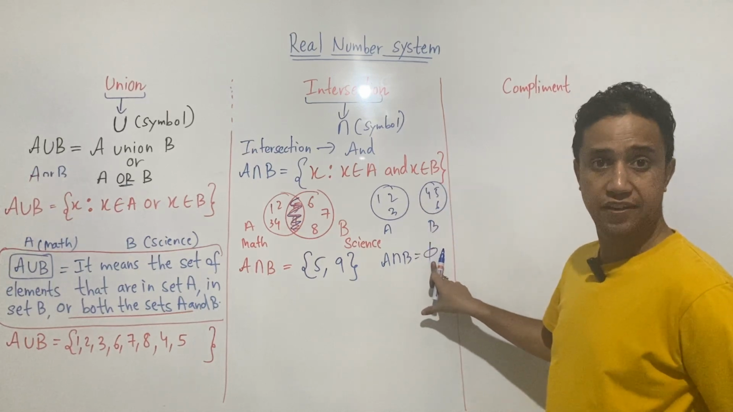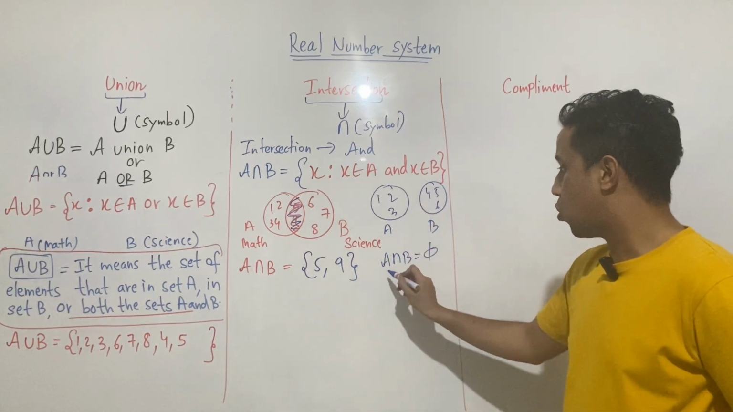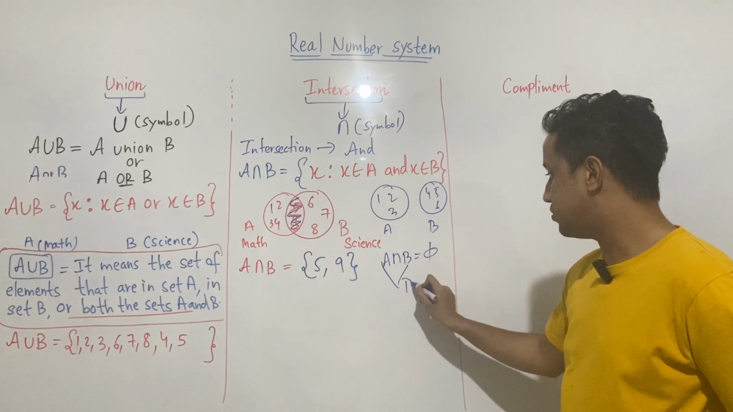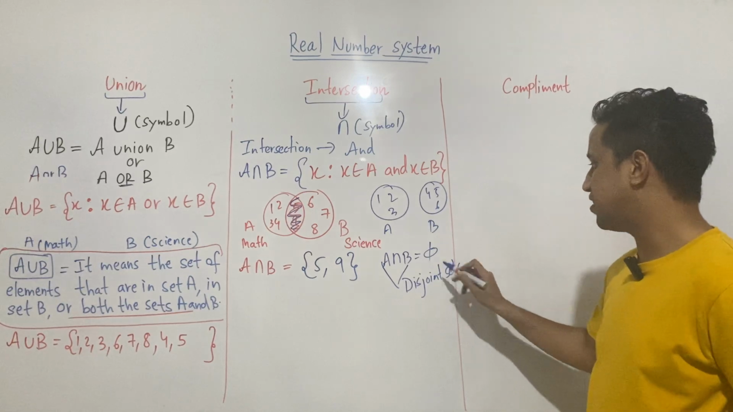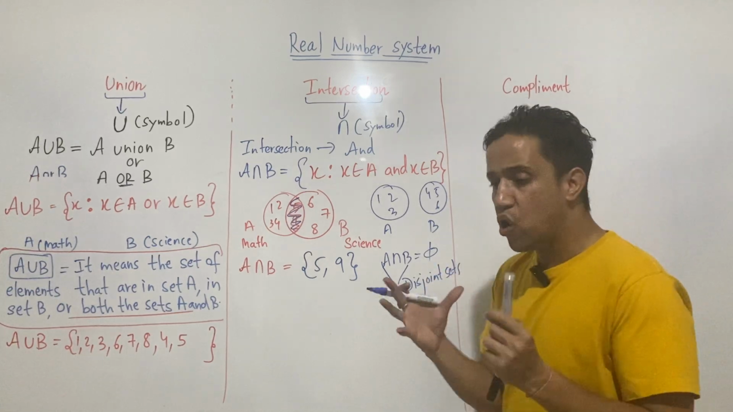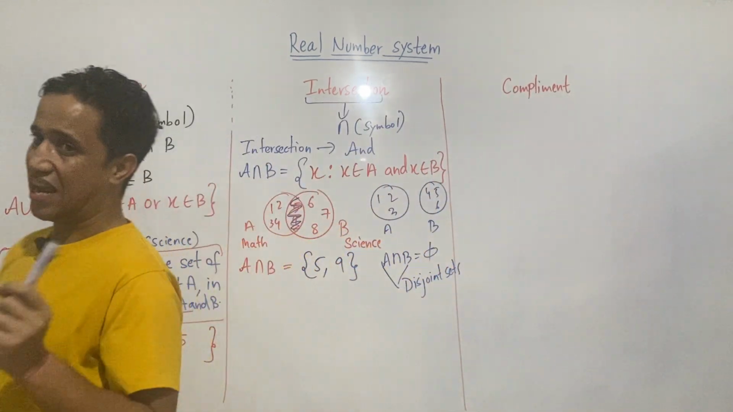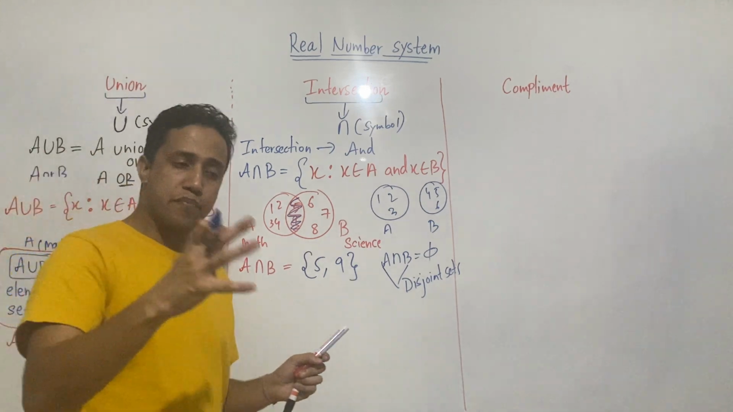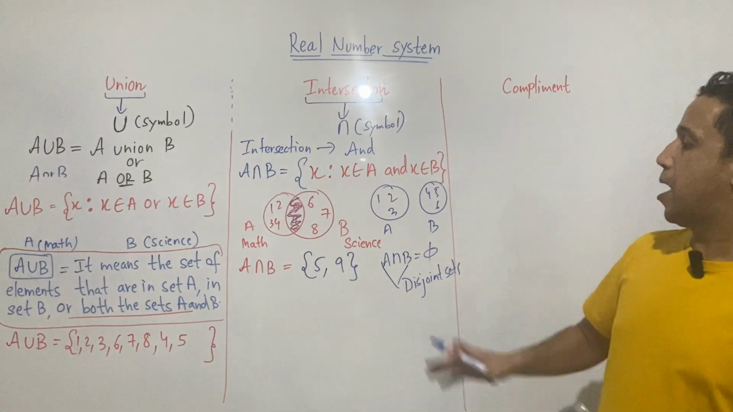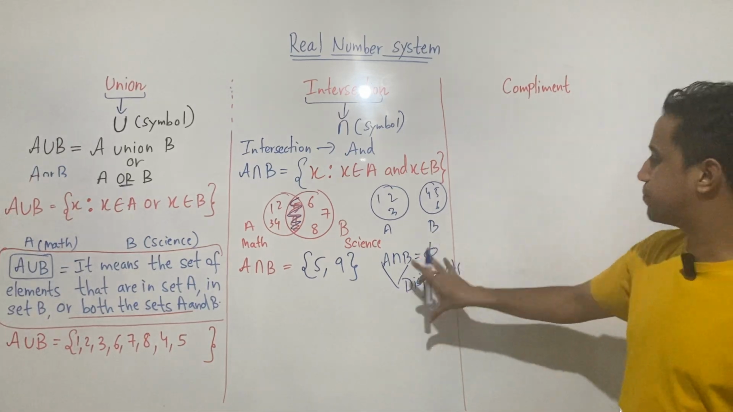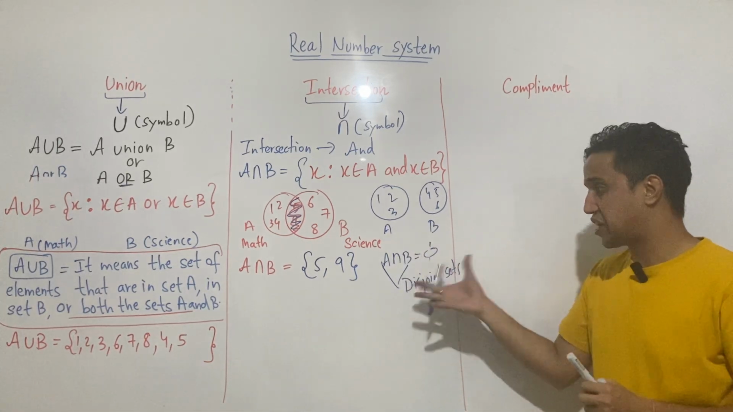So here it is null. In that case, we call A and B disjoint sets. Disjoint sets means that there are no elements present in A or in B that are common to both the sets. But you don't have to worry about this, I'm just talking about it because it came to my mind.